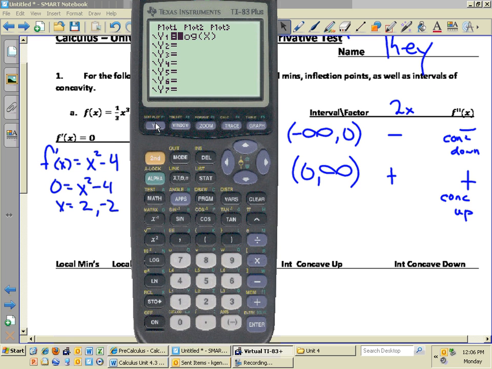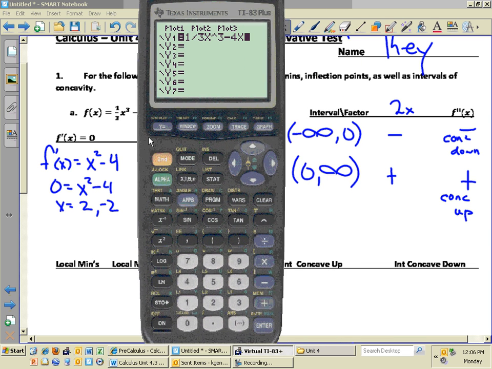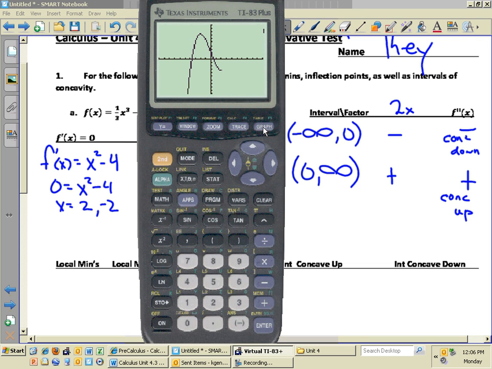Y equals 1/3 x to the third minus 4x plus 2. Look at what we found.